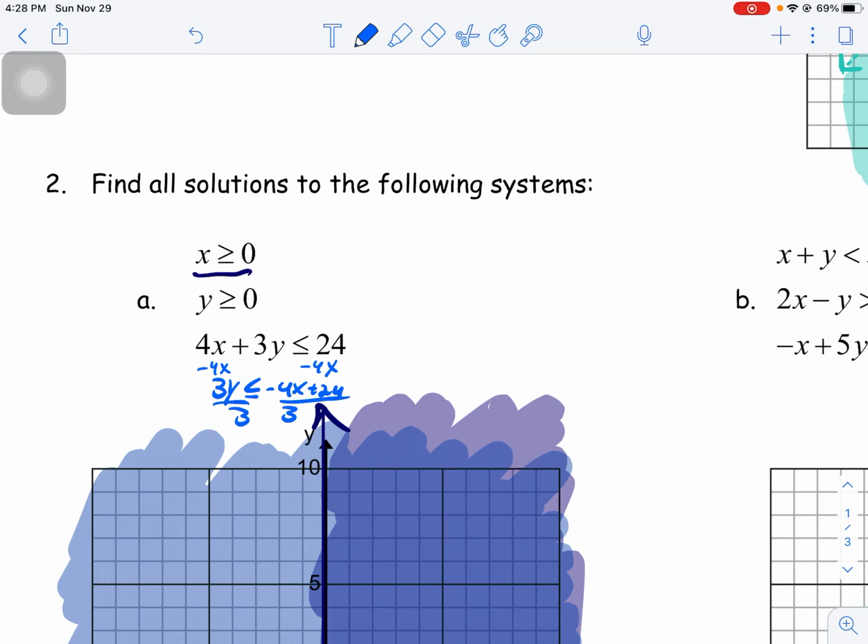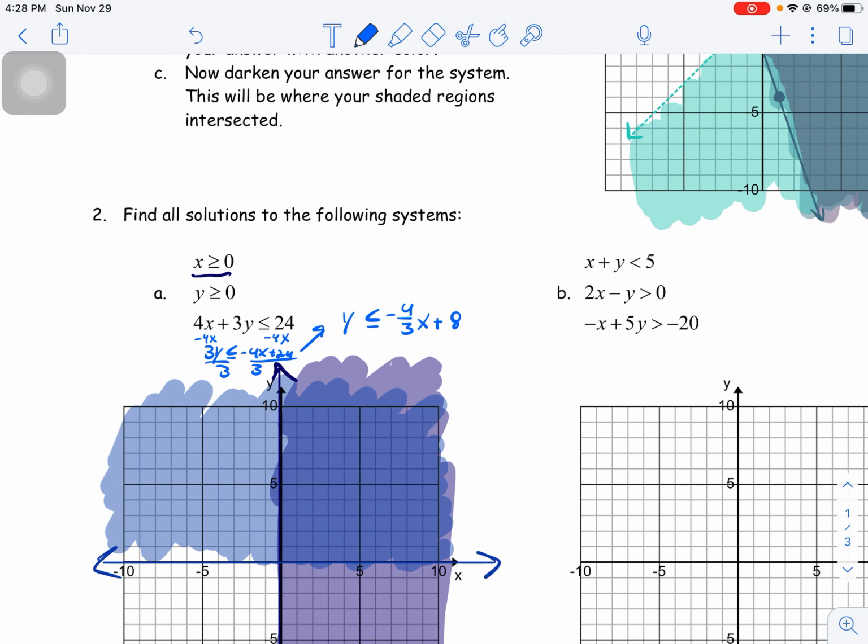Divide everything by 3. That's going to give us y is less than or equal to negative 4/3 x plus, what is that, 8? So we're going to go positive 8, 5, 6, 7, 8 would be here. Negative 4/3 would be down 4, and then to the right 3. So 1, 2, 3, 4, 1, 2, 3 puts us here. It's also a solid line because it's less than or equal to. So then our graph is looking something like this.